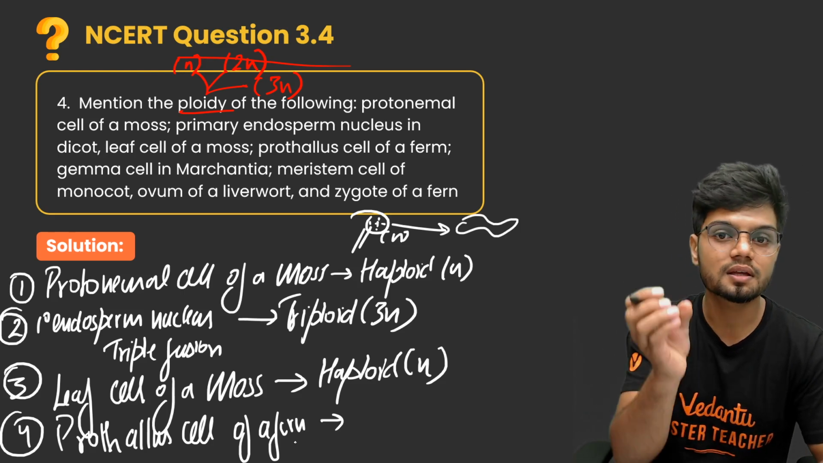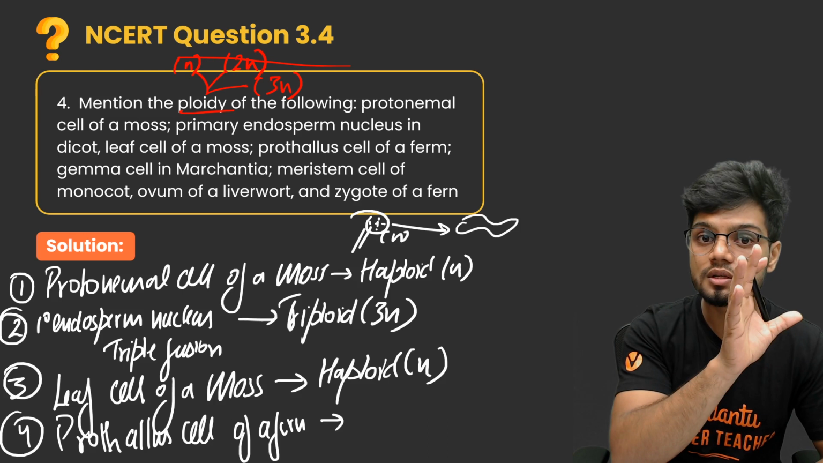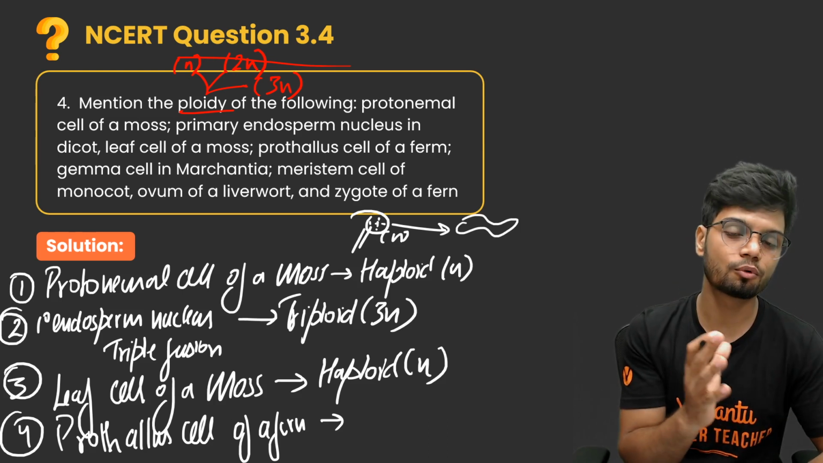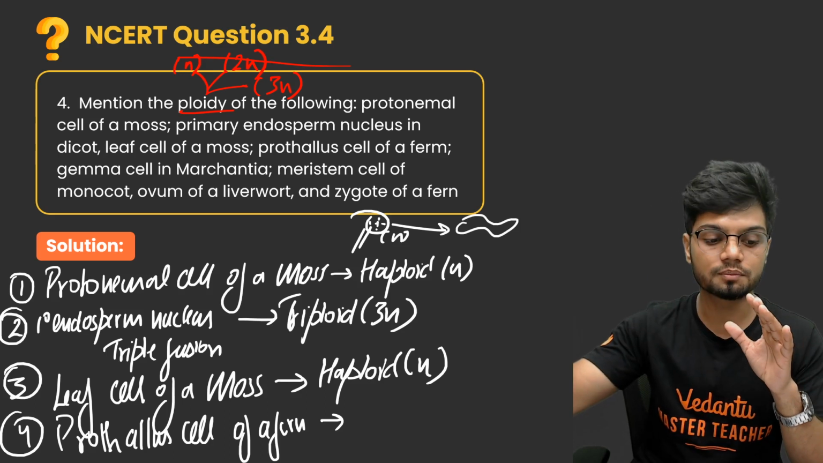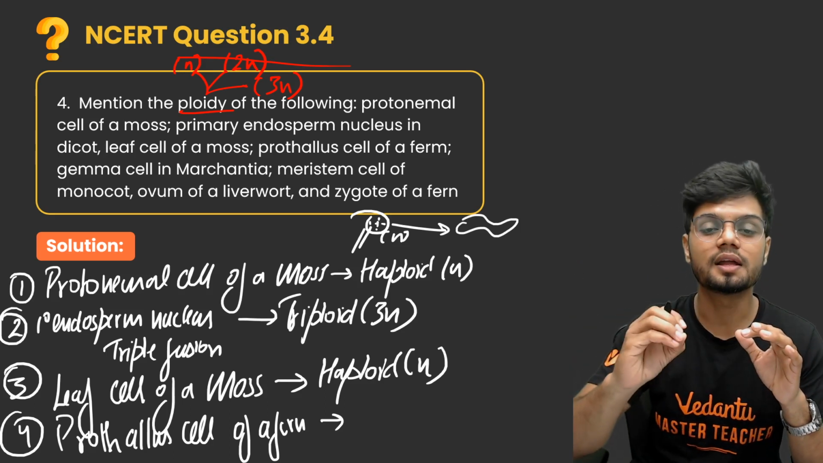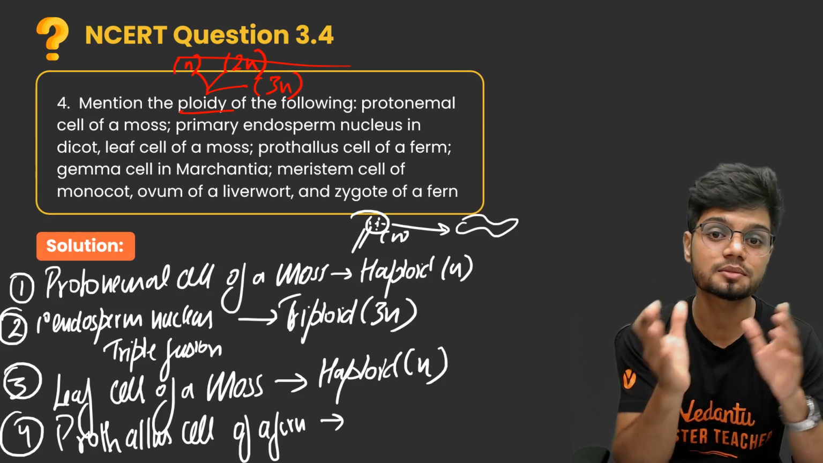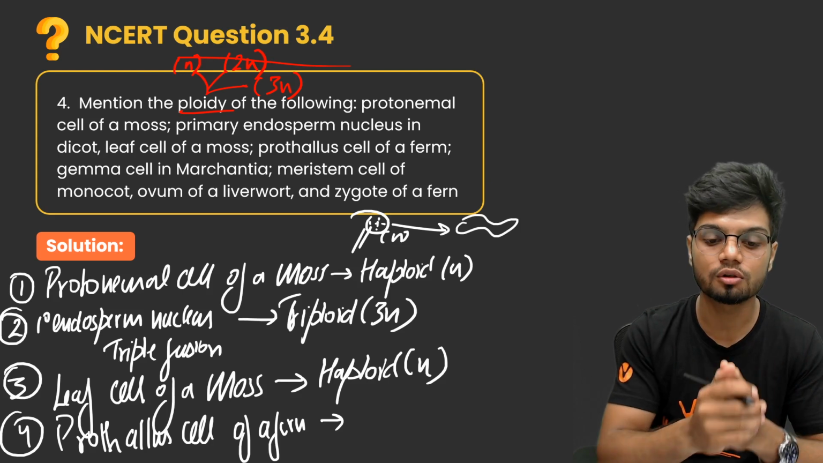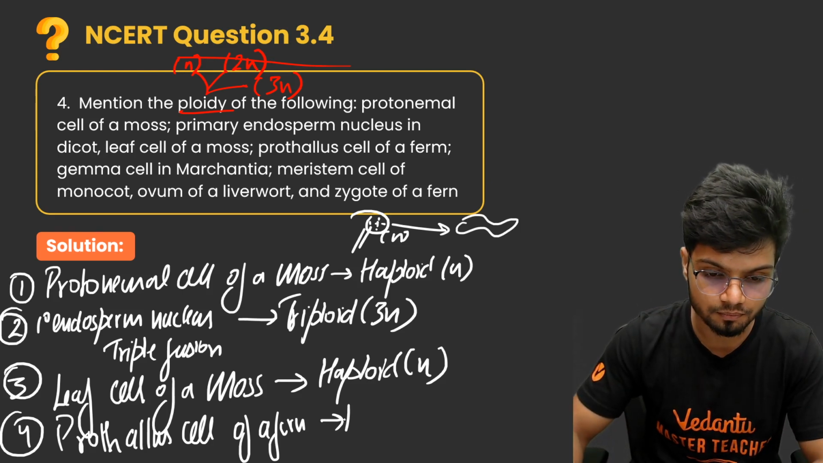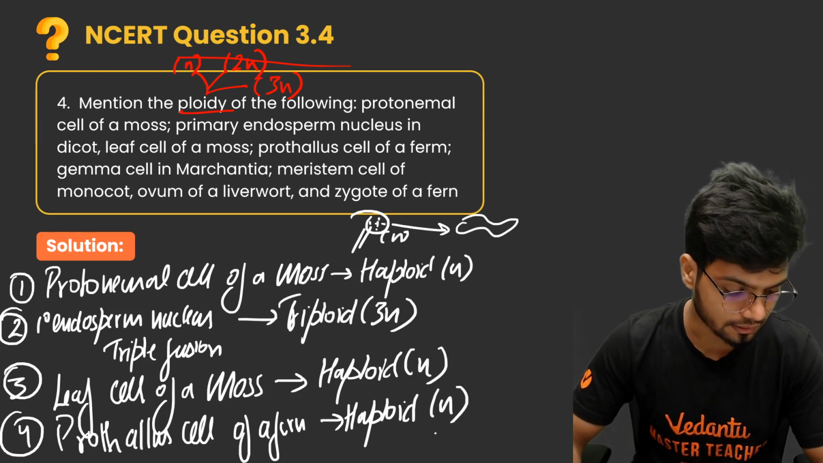The prothallus is a structure resulting from the spores. The spores which are produced in the life cycle of ferns ultimately give rise to the prothallus, which again later gives rise to other structures. Spores are haploid in nature, and hence the prothallus is also haploid in nature. I hope that is clear.